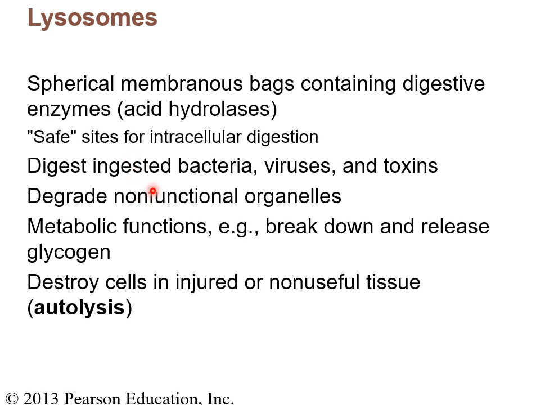So it takes care of ingested bacteria, viruses, and toxins that are brought into the cell by vesicles. That's your vesicular transport. They can degrade non-functional organelles, break down and release glycogen. And also, if a cell is injured or if a tissue is non-useful, it can result in autolysis or apoptosis, cell suicide or programmed cell death when cells are no longer functioning.